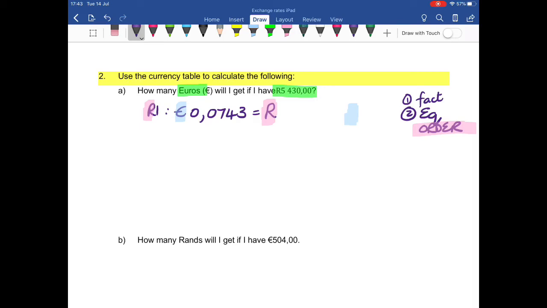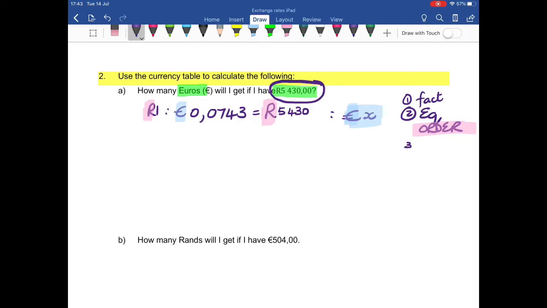So it is going to be rands to euros. Now go and have a look. I've got to find an equivalent for 5,430 rand. So I'm going to fill in 5,430. I'm not going to fill in the zeros, and I'm going to fill in an X, or you could do a Y, any variable to show that you are calculating euros.